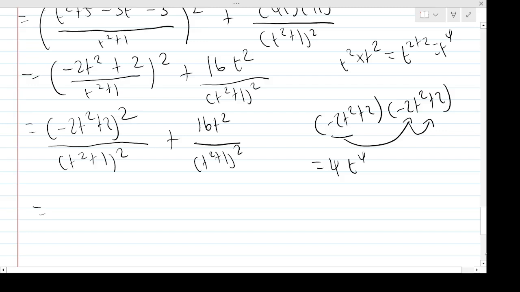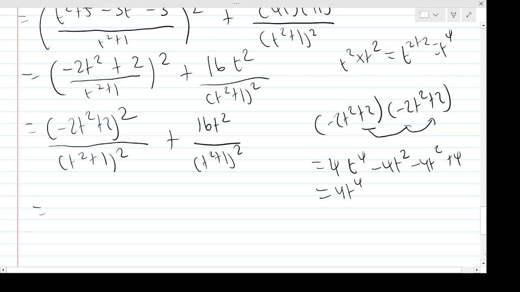Then we have minus 2t squared times 2. Well, that's going to be minus 4t squared, isn't it? And then again, I can do the same with this next one, this 2, the next part. Again, times by everything in the other bracket. So 2 times minus 2t squared is another minus 4t squared. Then 2 times 2 is plus 4. And I can simplify this because I have 4t to the 4.